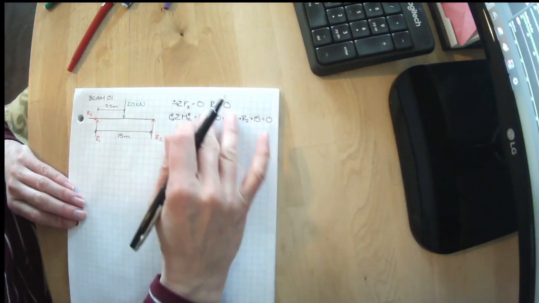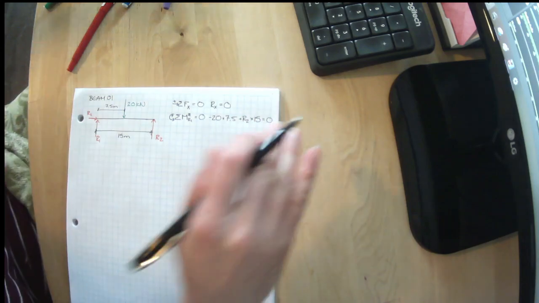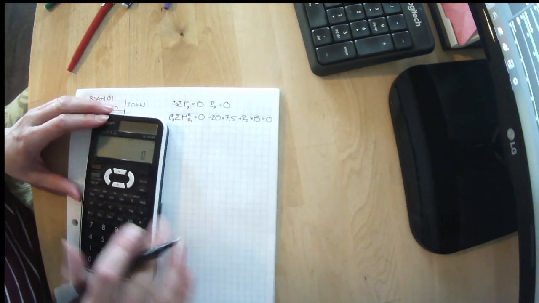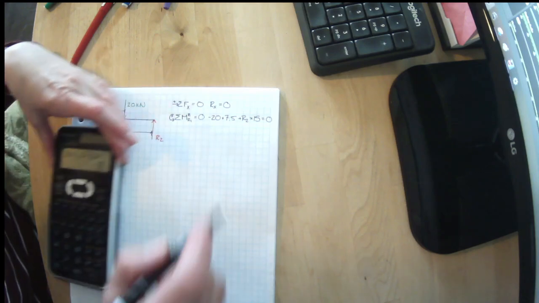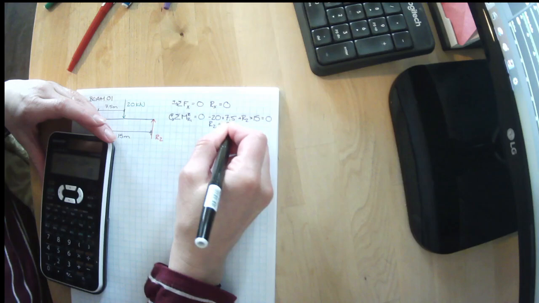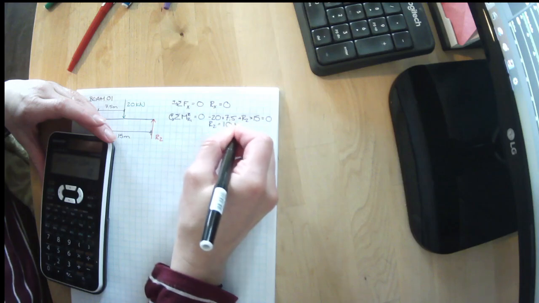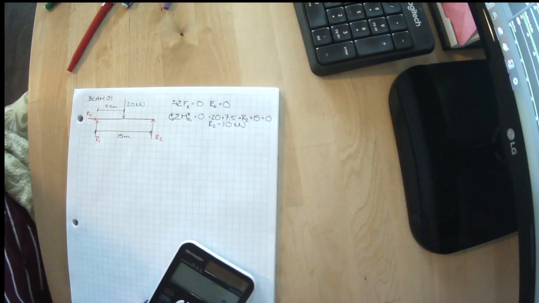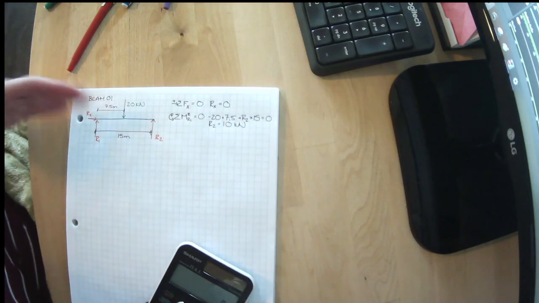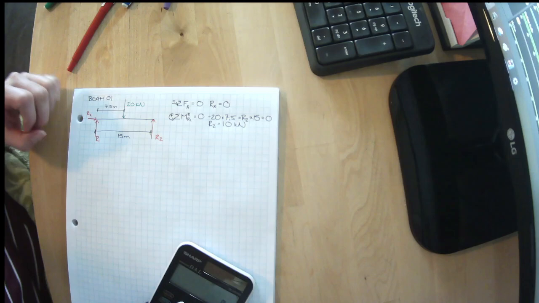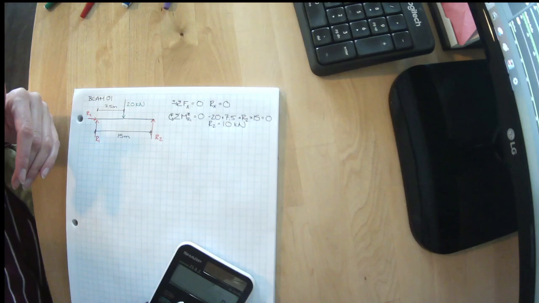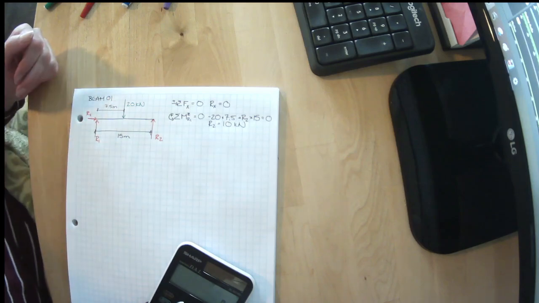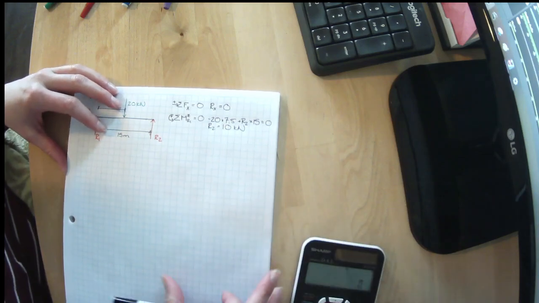Well, we can rearrange this. We'll bring this over to this side and then divide by 15, so 20 times 7.5 divided by 15 equals R2, which equals 10 kilonewtons. Ooh, that's exactly what we guessed. So good. Seems like we're doing it right. It's handy to do some where it's obvious what the answers are sometimes, so that you can test the methods, learn the methods, and then you know that the methods work for ones that are slightly more complicated.